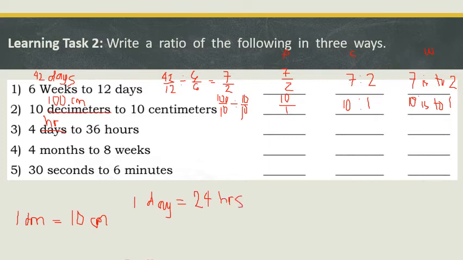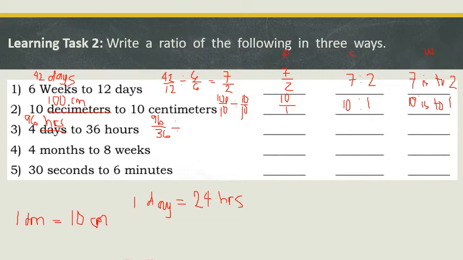We have 4 days. So, ilang lahat yung hours na yon? So, yan po ay 96. So, 96 hours to 36 hours. So, pareho na po silang hours. So, ang 96 at saka 36. So, pag nilowest term natin, saan po siya pwedeng i-divide?